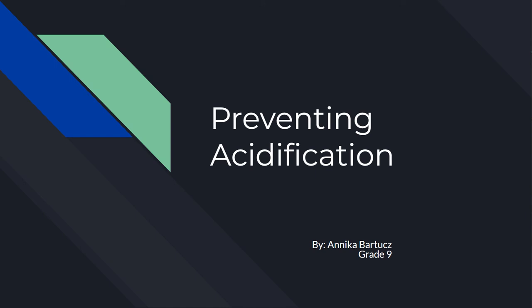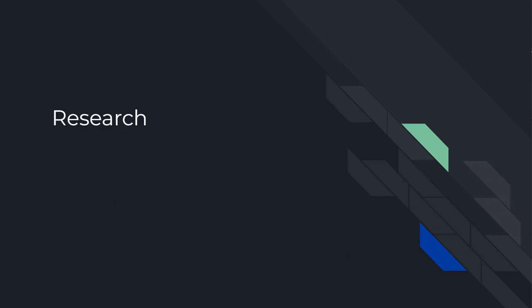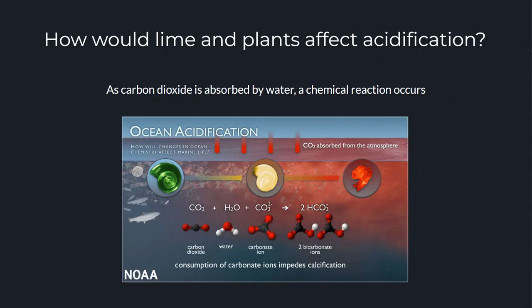I'm Monica Bartus, and my experiment was on preventing and reducing acidification in freshwater. I wanted to know how plants and lime affect acidity levels. First, I had to do a bit of research. I needed to know how acidification worked and how lime and plants would affect it.